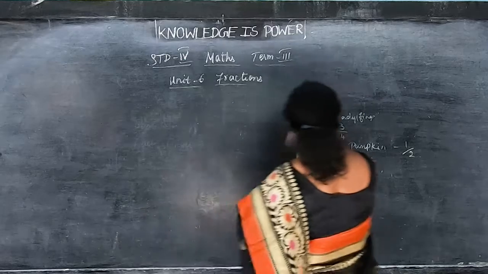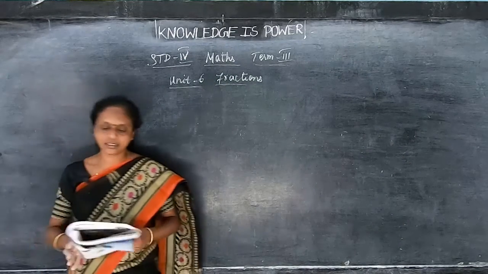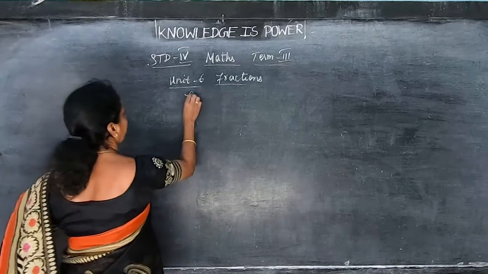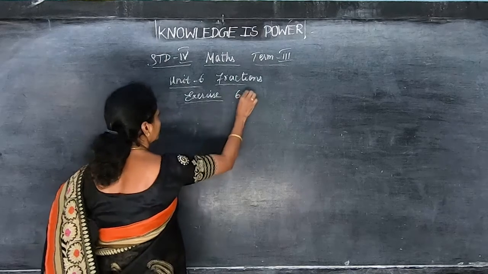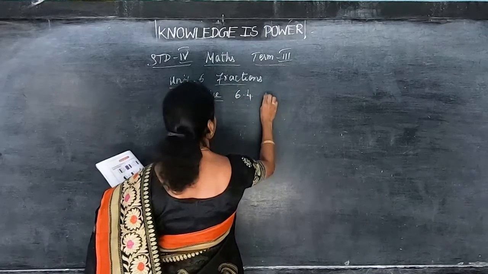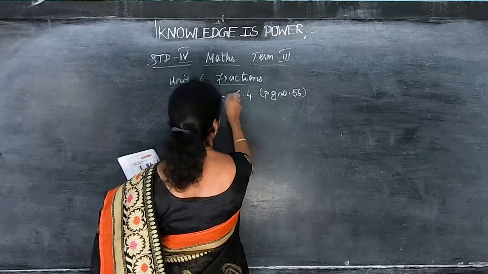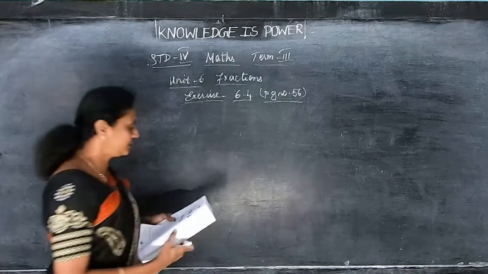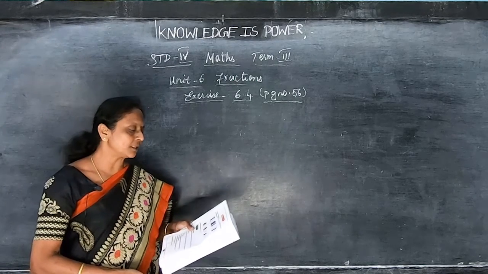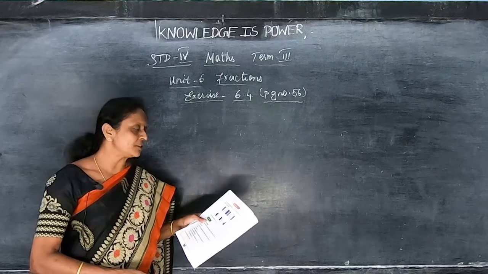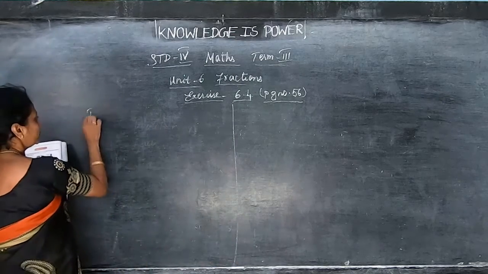Now we'll move on to the next sum, that is the exercise we are going to see now. What is the exercise? Exercise number 6.4, page number 56. Here in this, write suitable fractions as 1 by 4, 1 by 2 and 3 by 4 in the circle given below. They have given the fraction pictures, so you have to write whether it is 1 by 4, 1 by 2 or 3 by 4.